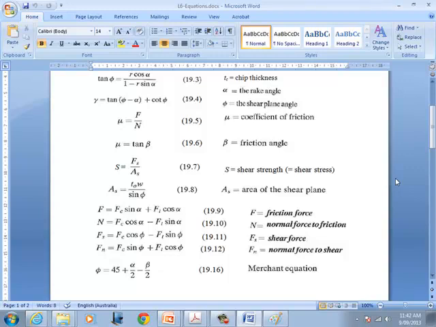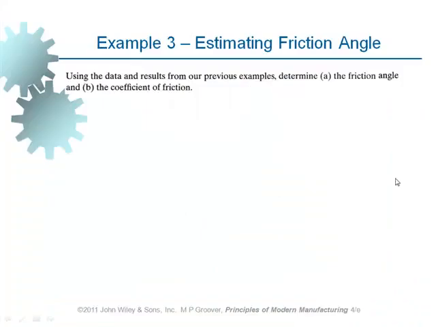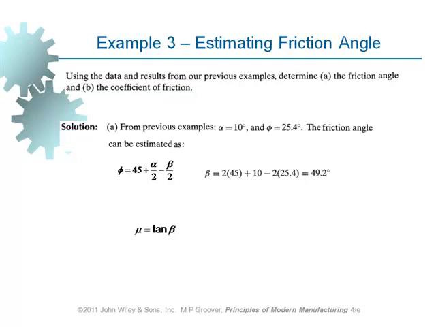So we've got the equations. Now the problem. This is one of the equations that we had. This is Merchant equation, which we just had in the previous slide. By making use of Merchant equation, because we have got alpha and phi from previous problems. We had alpha and beta in the previous problems, right? By substituting all those values we can compute the friction angle beta easily.